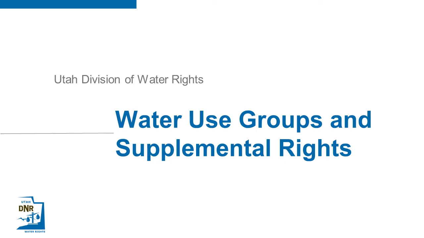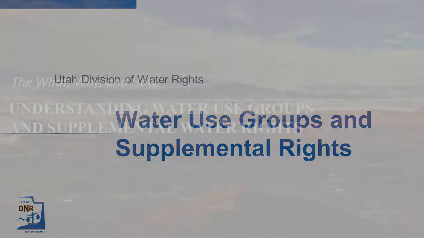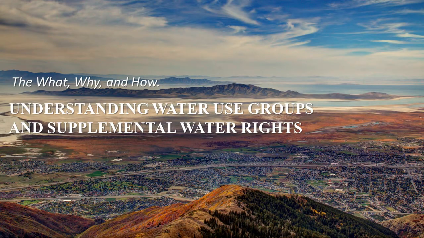In this presentation, we're going to look at the administrative process of water use groups. Water rights are grouped together based on the attributes of the right, including the place, period, and nature of use. Water use groups are an administrative tool to organize the records of the state engineer. Water use groups are intended to represent supplemental rights and their related uses.